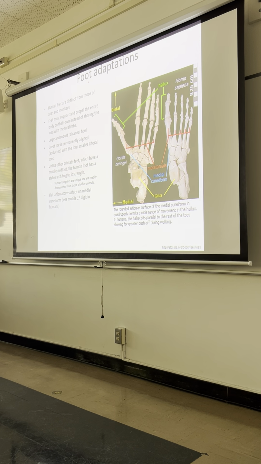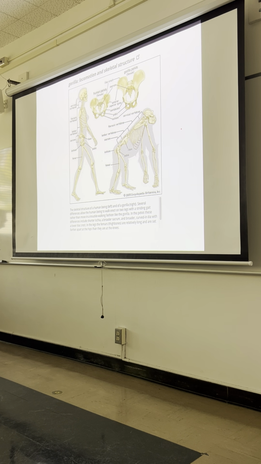Moving on, I don't want to spend all year on this, like I said. So here you can see a, what is this? I don't know, is this a gorilla or a chimpanzee? Anyways, it's a gorilla. Its digit 1 is abducted from the other digits in its foot, but in the human, the big toe is parallel. So the human foot is not designed for grasping. More on that later.